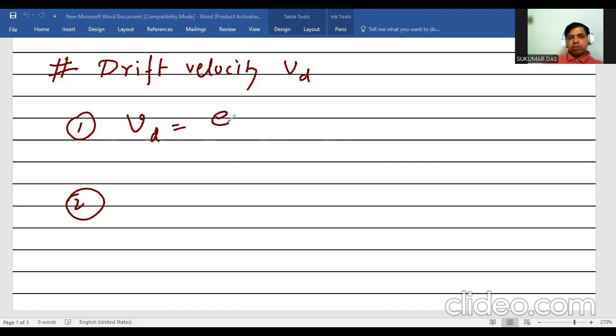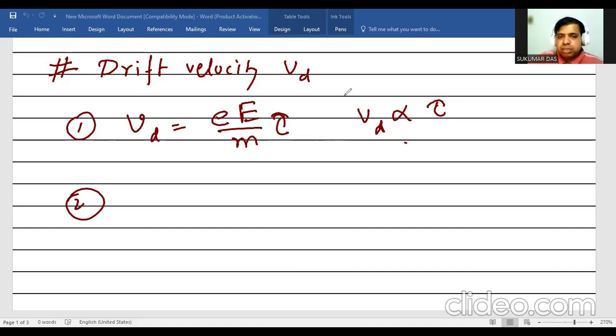So VD is equal to capital E, the electric field, by m into tau. Here e is the electronic charge, m is the mass of the electron, capital E is the electric field, and tau is the average relaxation time. So we can see that drift velocity is directly proportional to tau. If the relaxation time decreases, drift velocity will decrease. If relaxation time increases, drift velocity will increase.